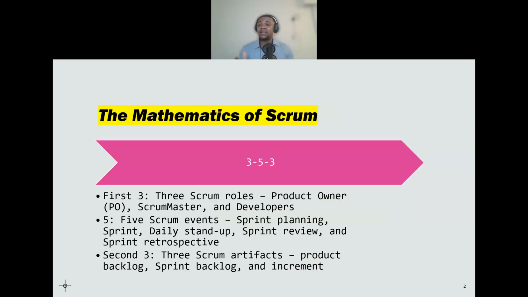Even sometimes business analysts are being included as developers, right? These are the three primary Scrum roles we have.